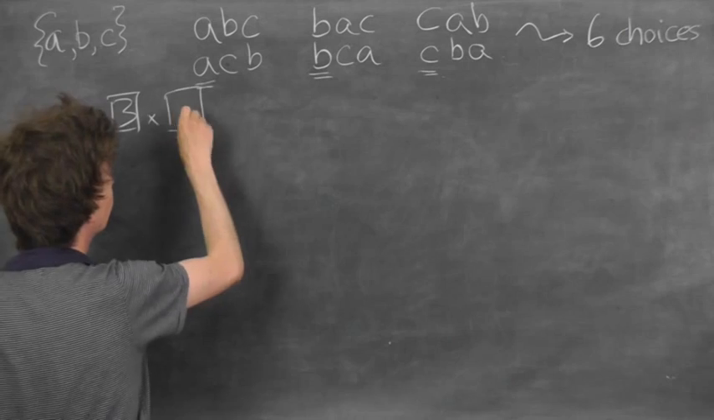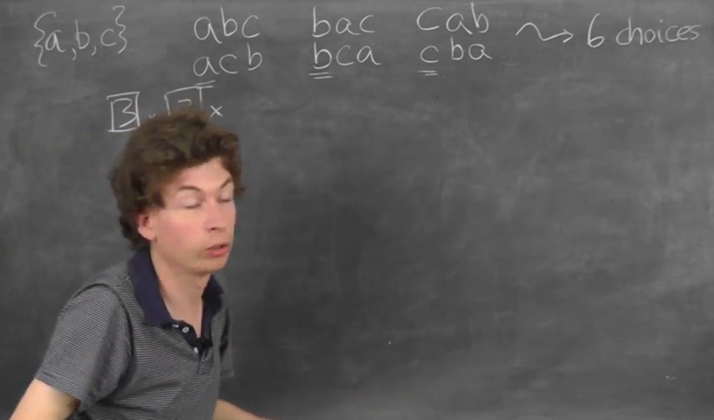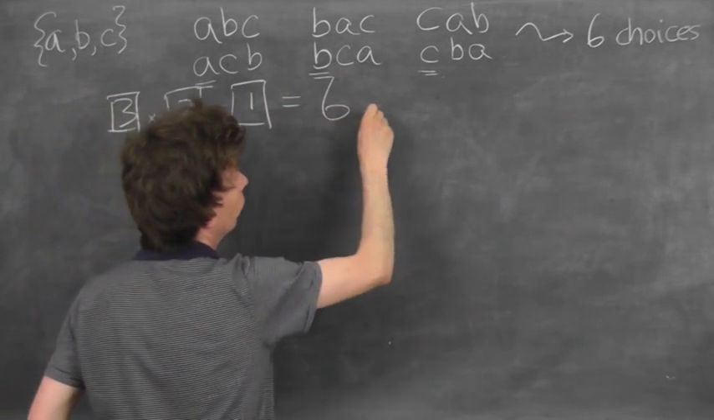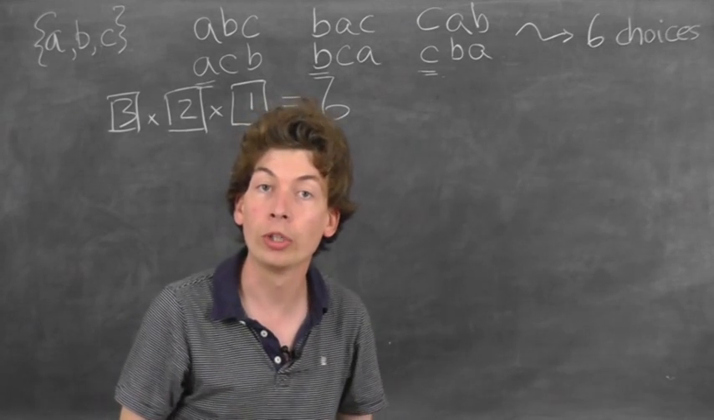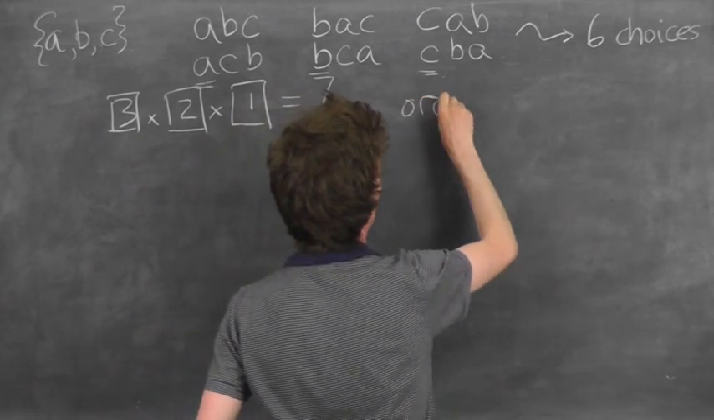And once we'd fixed 2 choices, we were left with 1 choice. So this is 6. So there are 6 ways to order 3 elements. So 6 orderings.